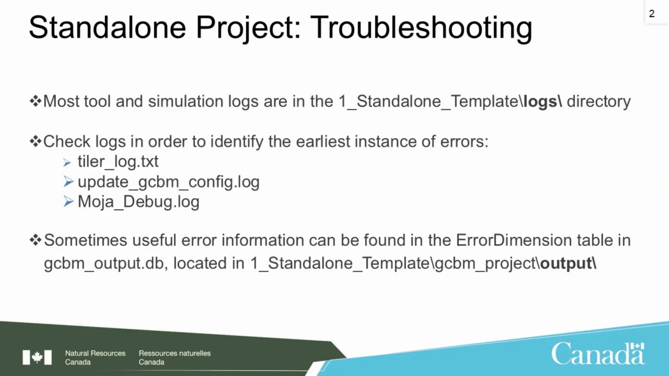For example, tyler_log.txt followed by update_gcbm_config.log, etc. Additional error information can sometimes be found in the error dimension table in the GCBM_output database.